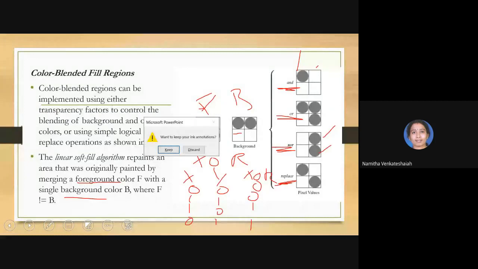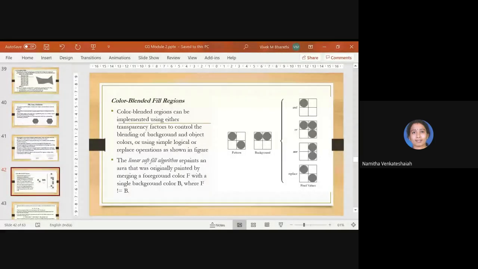Okay, before going to the next slide in the same topic, could you understand whatever was told here? AND, OR, and XOR and replace operations for the color blending of the background and foreground. Could you understand it? Reply in the chat window.